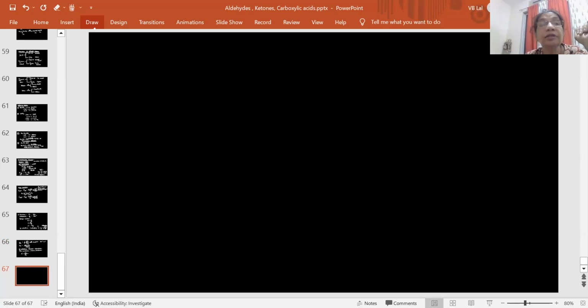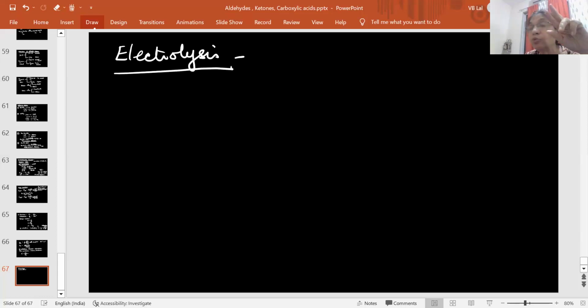The next thing is the electrolytic cell. Electrolysis. So in electrolysis, there are 2 formulae. First, Faraday's first law. What does Faraday's first law say? Weight of the substance deposited at the electrode is equal to Z into I into T. What is Z? Z is the electrochemical equivalent. I is the current and T is the time.